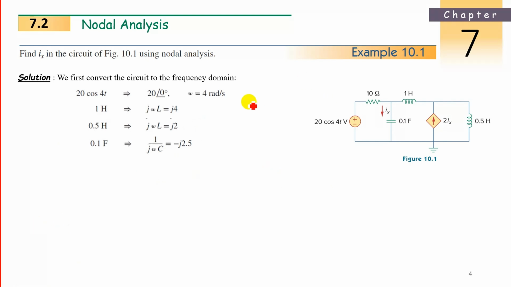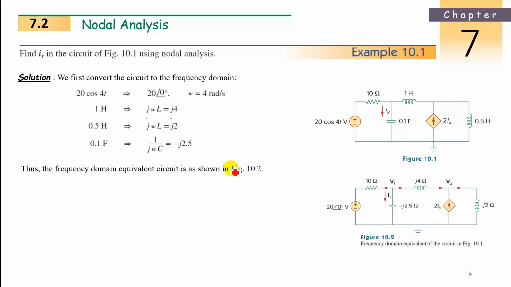Okay, now in the frequency domain we got all the elements. 0.5 Henries becomes j2. 1 Henry becomes j4. 0.1 farads becomes minus j 2.5. We got it. Okay, so next, how will the figure be? It will be like this.